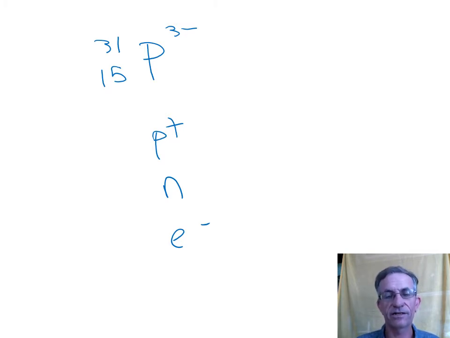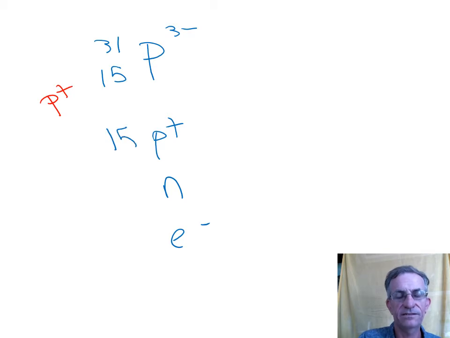How many protons are there? Look at that symbol. The number in the bottom corner is your protons. This thing has 15 protons. Okay. How many neutrons are there?